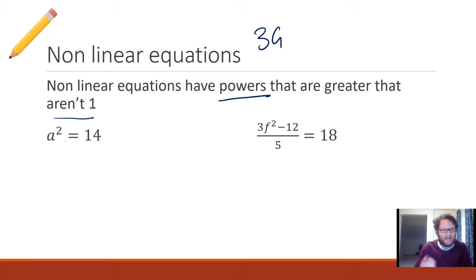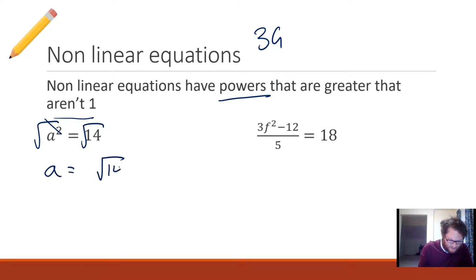The first one, a squared. Well, how do I undo a square? You undo a square with the square root. So I'm going to square root the left and square root the right. That's going to cancel the a squared, so I'm going to end up with a equals the square root of 14. Actually, I'm going to write the square root of plus or minus 14.